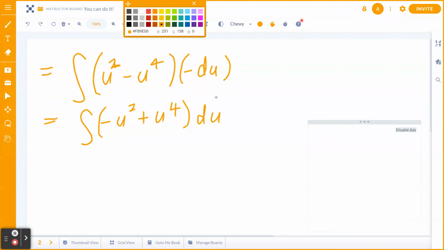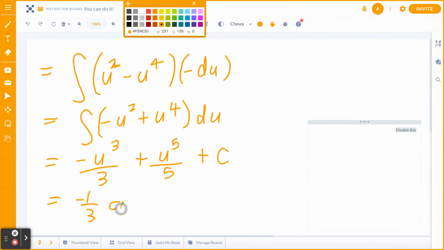respect to u. When you find the antiderivative of negative u squared, that's negative u to the power 3 divided by 3. When you find the antiderivative of u to the 4, that's u to the power 5 divided by 5. Don't forget the constant. You're looking for infinitely many cases. Since we know u is cosine x, the final answer is going to be negative 1 over 3 cosine x cubed plus 1 over 5 cosine x to the power of 5 plus c.